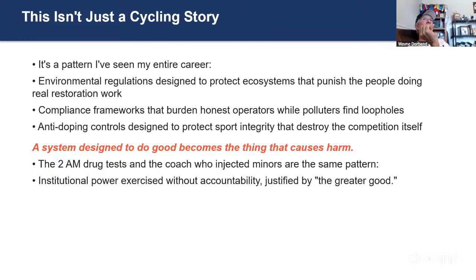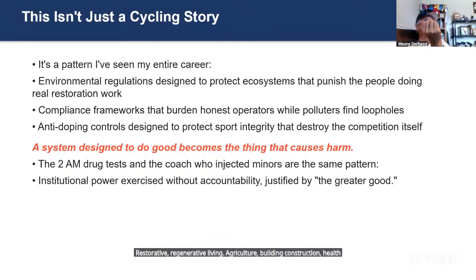Anti-doping controls were designed to protect the cycling sport integrity, and they destroyed the competition itself. That's also happening in restorative, regenerative living, agriculture, building construction, health and nutrition, all kinds of topics.